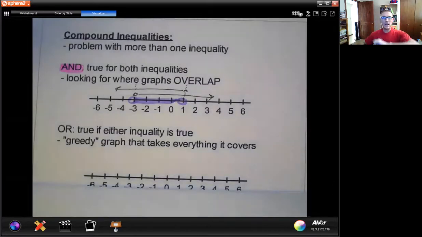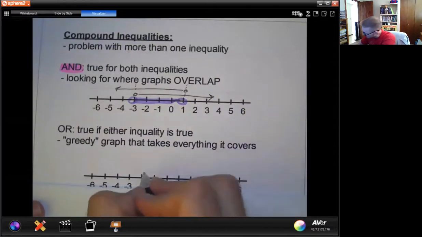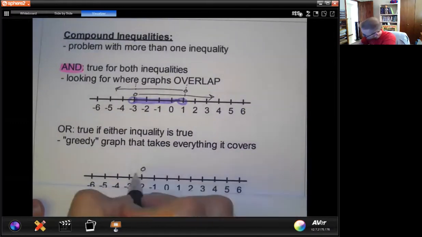Now, the key with an and is the and usually meets in the middle and creates a line segment. Ors will usually go in opposite directions. So usually an or would look something like this.